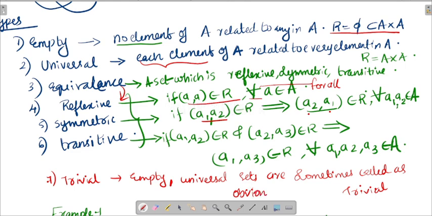Then the seventh one is trivial. That is, empty or universal relations are sometimes called trivial. Trivial means it is the obvious case. We don't want to define it further because it's an obvious case. It is always true, the emptiness and universal relations.